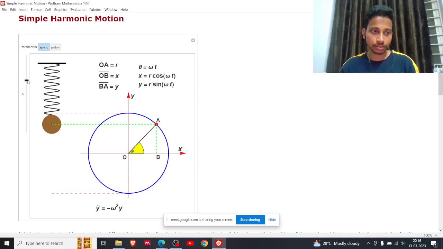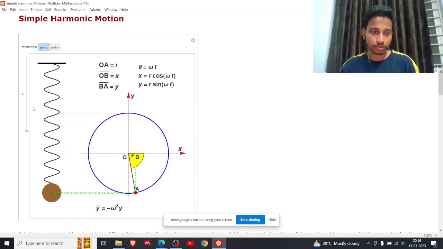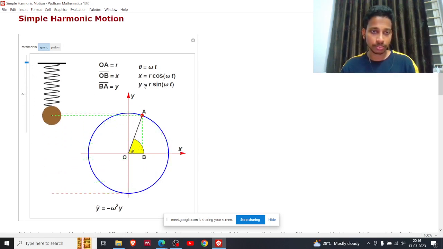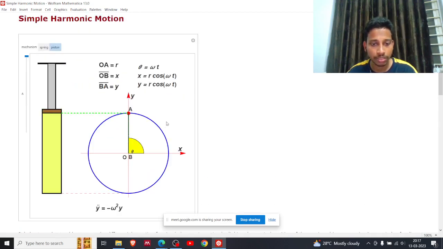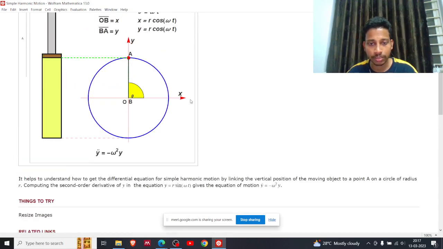So when we check this motion, we can see that the y part verifies the simple harmonic motion, y double dot equal to minus omega square y. This can also be shown for the piston. So this is a demonstration available on the website of Wolfram, and also you can see the source code of this if you search, but that source code is very lengthy, so I have not displayed it here.